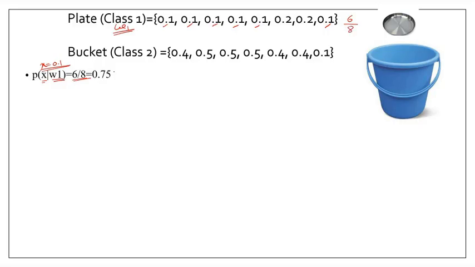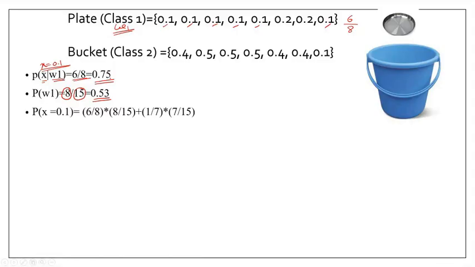So 6 by 8 is called the likelihood of plate. Then I can find out how many times plates are appearing in my problem domain. Out of 15, 8 times plates are appearing. So it is 0.53.